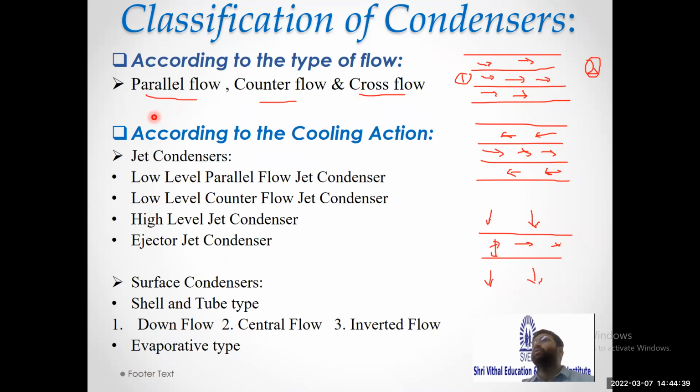Now next is according to the cooling action. According to cooling action means there will be direct contact between steam and water, so that is called a jet condenser, or there will be no direct contact, indirect contact between steam and water. Like in this case, there is no direct contact, steam is flowing inside the pipe and water is flowing outside the pipe. So heat transfer will take place through surfaces. In a jet condenser, direct mixing of steam and water will be there. Okay, so we'll see jet condensers one by one.